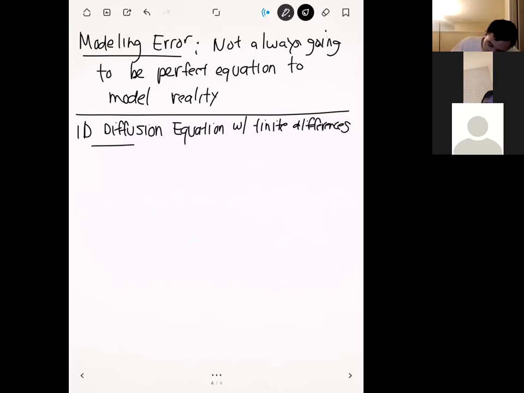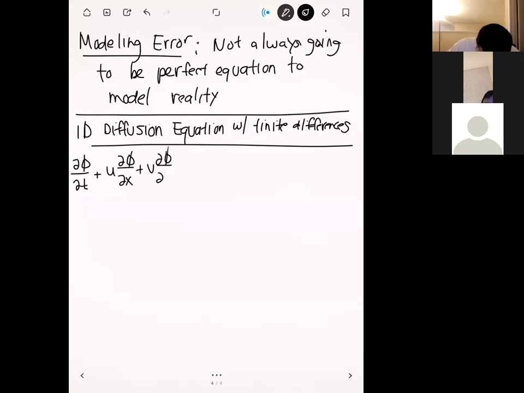Okay. All right. And so just as a reminder, let me write out our general conservation equation. Right. And so in our general conservation equation, we had our unsteady term. Then we had our convective terms. Okay. Then we had our diffusion terms.